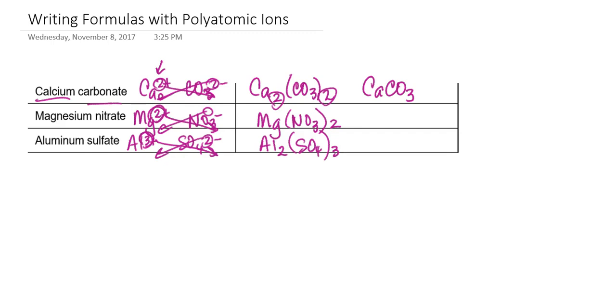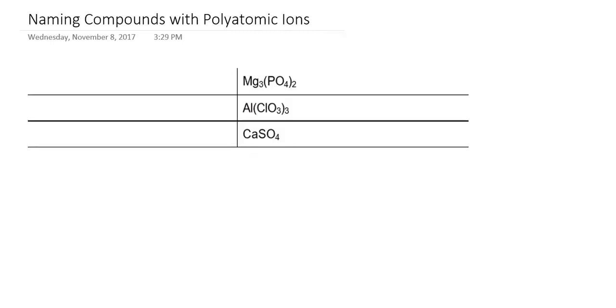Let's go backwards now, if you will. I want to name these compounds. A good first step here is to uncross the subscripts so you can actually see the charges for the individual ions. So I'm going to take this 3 and cross it and bring it up. Take that 2, cross it and bring it up. It gives me Mg2+ and PO4 3-.